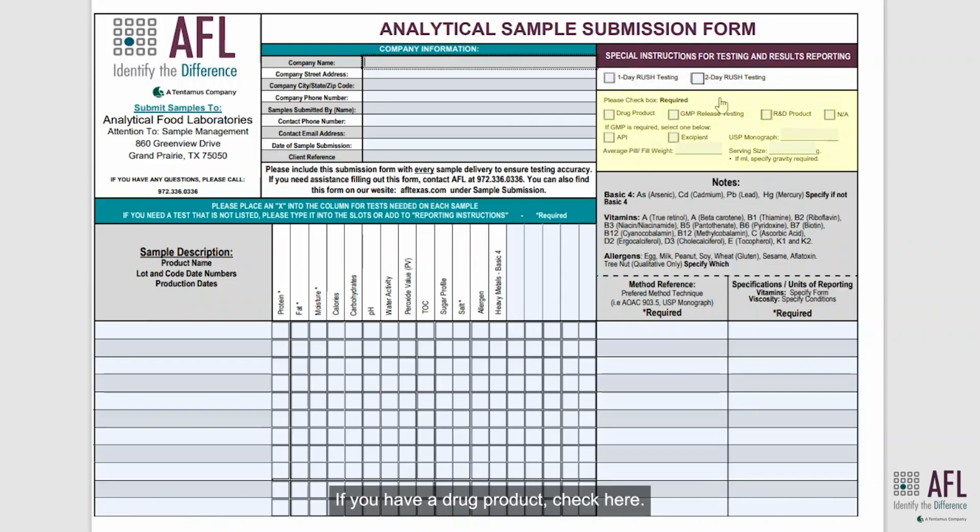If you have a drug product, check here. If it's for GMP release testing, check here. If it's an R&D product, here. If it's not applicable, of course, this box. If it is GMP required, if it's an API or excipient, these boxes.